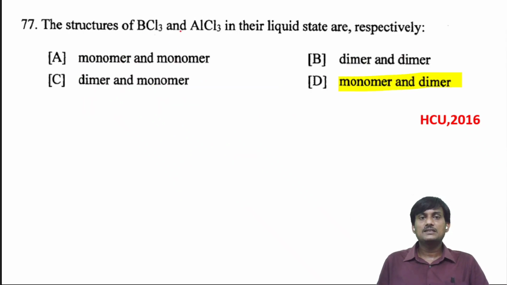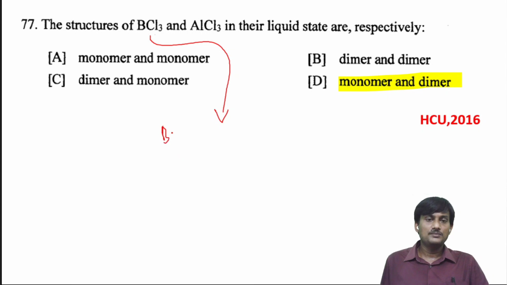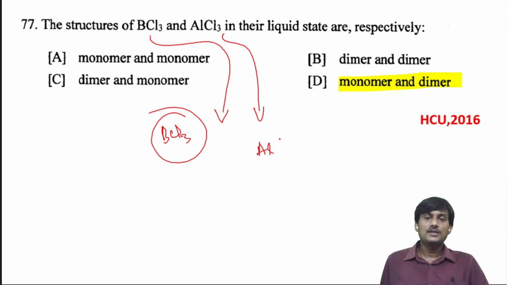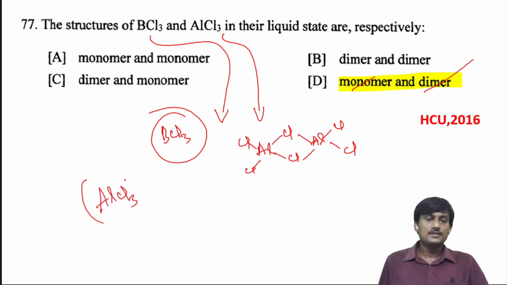The structure of BCl3 and AlCl3 in their liquid state are respectively. Due to strong back bonding in BCl3, there is no dimerization. But in case of AlCl3, there is poor back bonding, so dimerization of AlCl3 takes place. So this is the structure of AlCl3 in liquid state. BCl3 exists as a monomer and AlCl3 exists as a dimer, Al2Cl6.